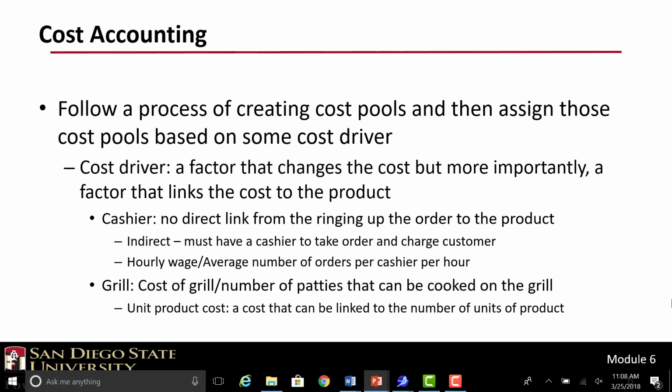Same with the grill, right? The grill costs money. So what happens is we depreciate that grill over time. And how do we allocate the cost of that depreciation? Well, you could determine the number of patties that could be cooked on the grill per hour and then allocate that cost out, right? So a unit product cost is a cost that can be linked to the number of units of product.